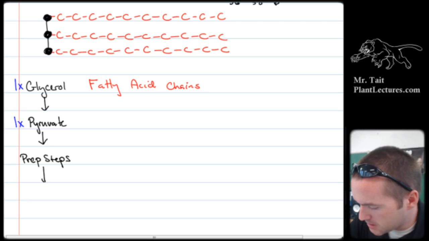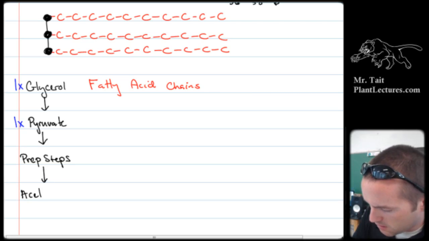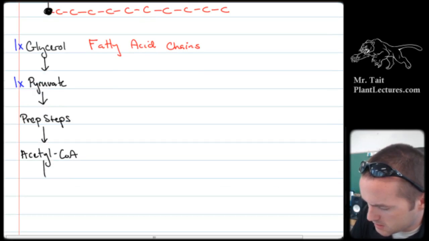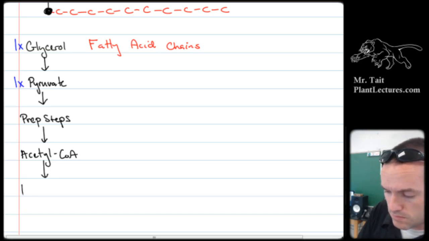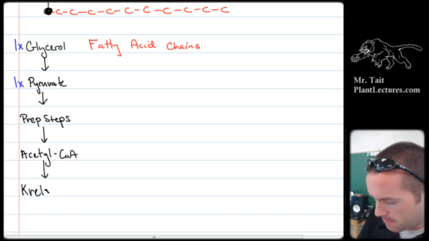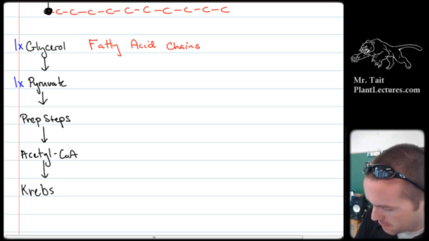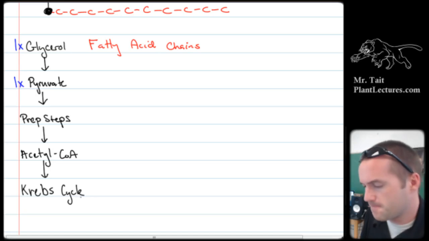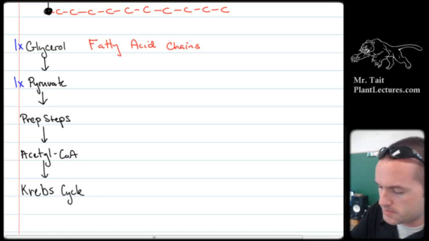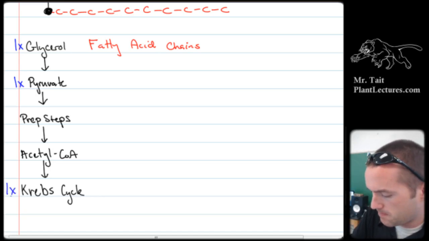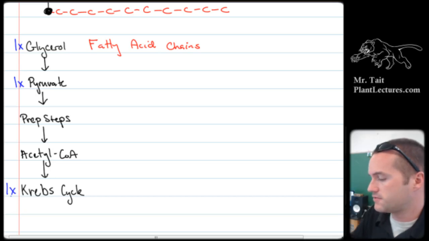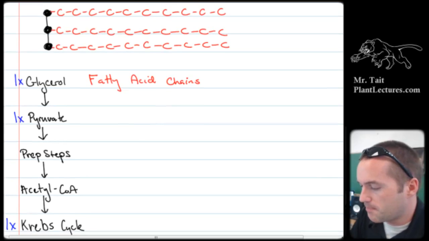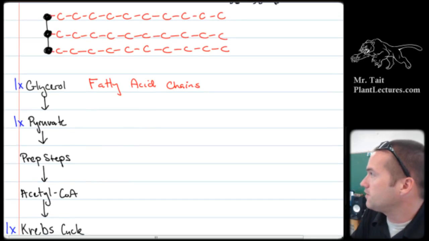Then the prep steps go into acetyl-CoA. And then the acetyl-CoA goes where? Krebs, right? Okay? And how many times are we going to do the Krebs cycle? One time. Okay? So that's going to make us a little bit of stuff that we need, NADH and FADH2. But the big thing is going to come from all these fatty acid chains.